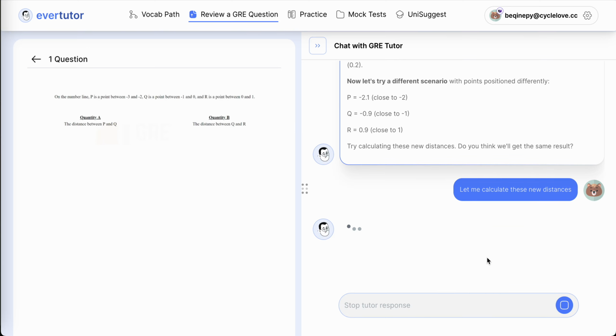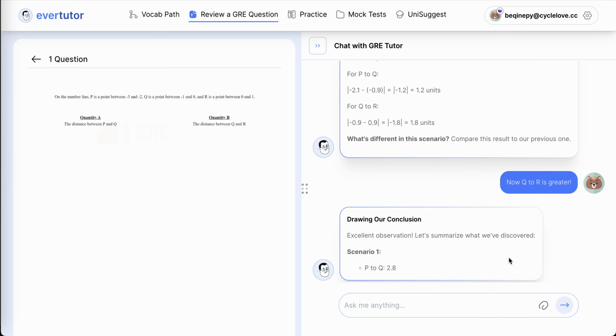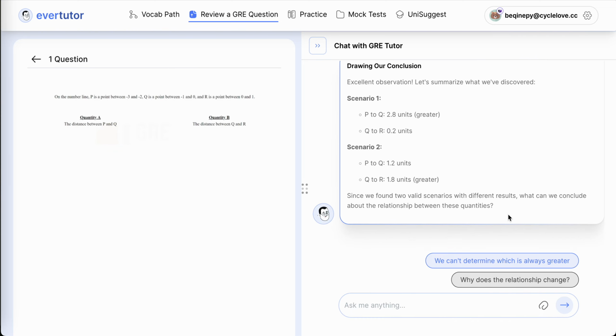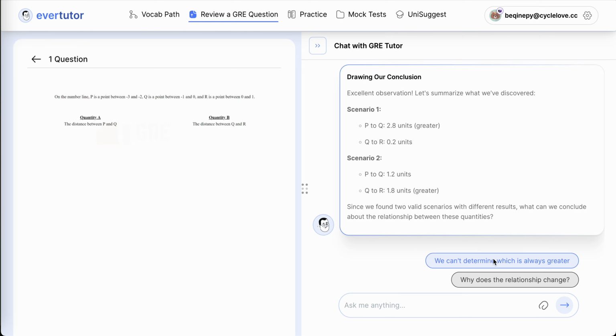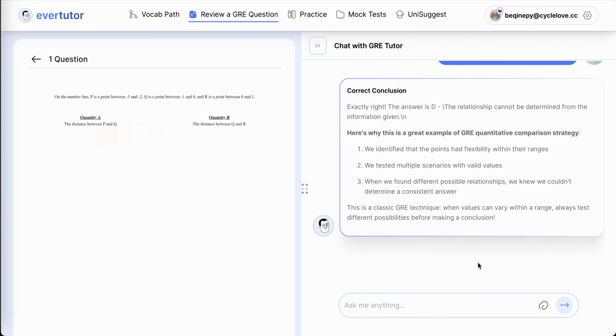Trying to calculate using the new distances, we get the distance PQ as 1.2 and QR as 1.8. Thus, in this particular case, B is greater than A, right? So again, we cannot conclusively say that. If we choose different values or consider different scenarios, quantity A is sometimes greater and sometimes quantity B is greater. So we come to our answer that we can't determine which is always greater for this particular question. So the answer would be D.